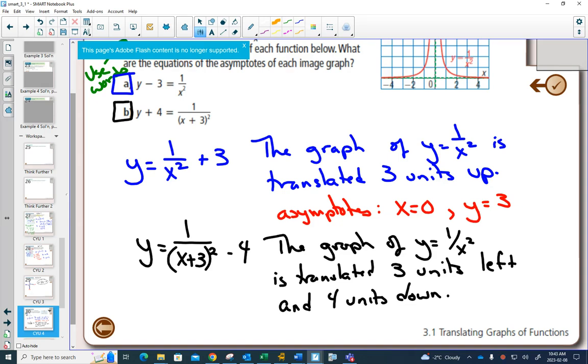The new asymptotes. They would be, if I move 3 units to the left, x equals 0 would go to x equals minus 3. And if I move 4 units down, y equals 0 would go to y equals minus 4.